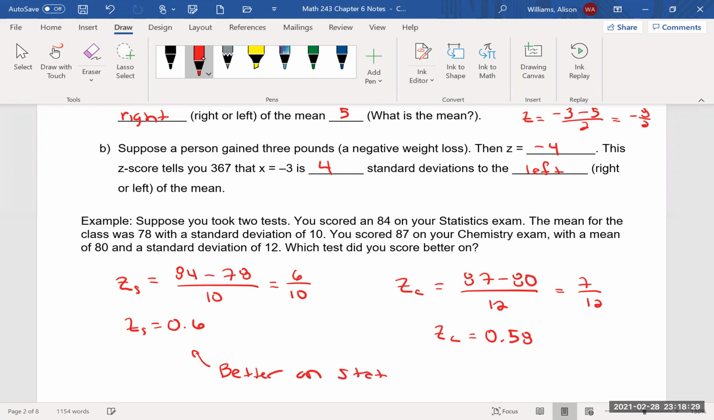So the z-score gives us a way of comparing data that really doesn't relate to each other, but we can kind of force it to relate to each other by looking at how far the data value is from the mean in terms of how that data is measured. And that's where it's going to be very useful for us.